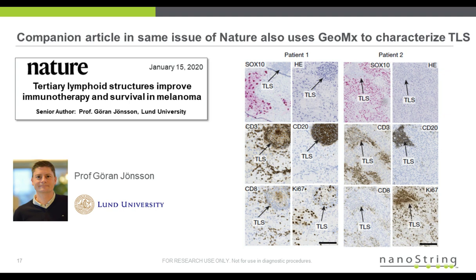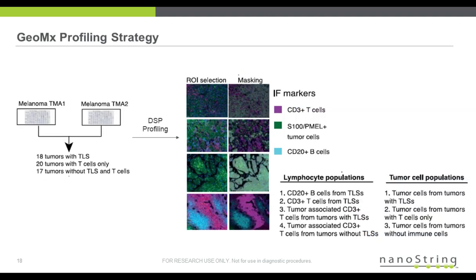The second paper then that was published in the same issue of Nature, as a back-to-back article, is a paper that came from Lund University from the laboratory of Professor Goran Johnson. And Dr. Johnson had available to him tissue microarrays of biopsies from melanoma patients, and some of those biopsies contained tertiary lymphoid structures. So we wanted to use the GeoMx platform to characterize the TLSs here and the non-TLS tissue as well, so that we could understand whether the same trends that were observed in Dr. Wargo's studies could also be seen in these studies.